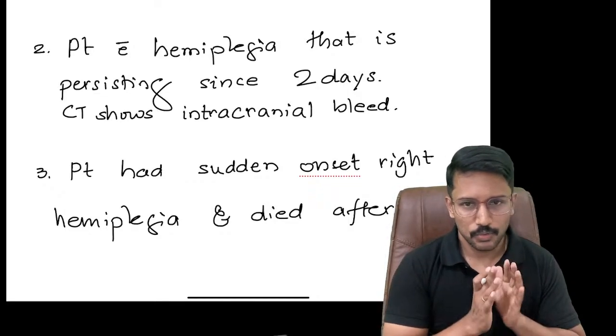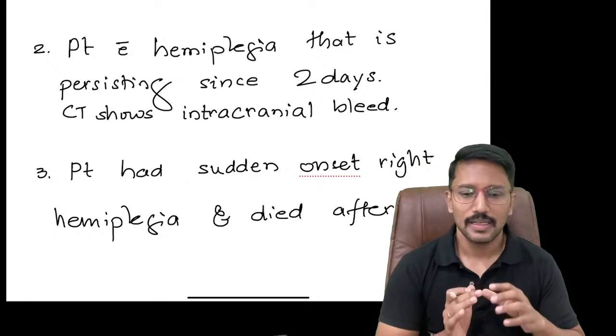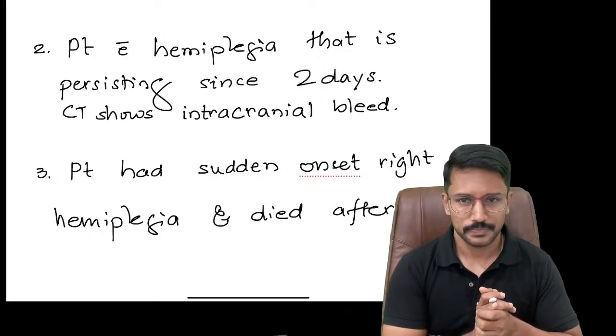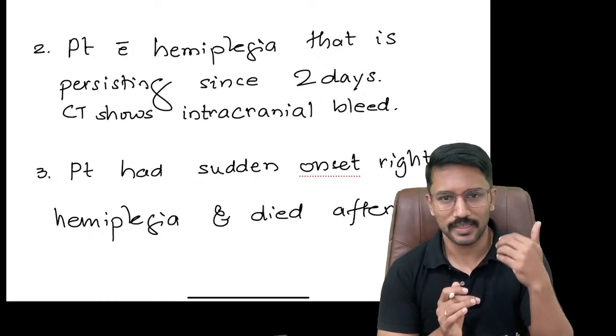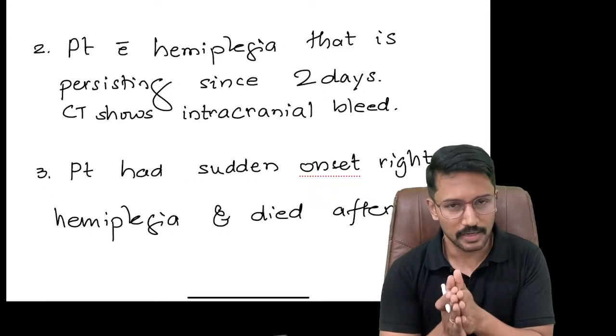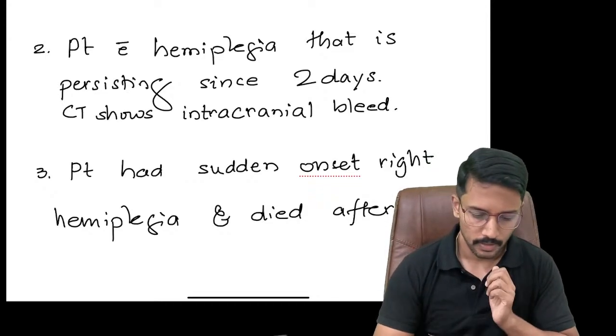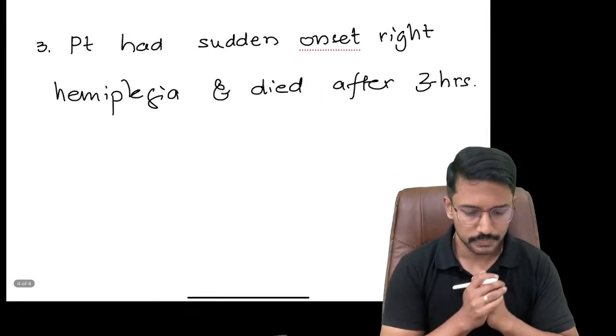Satya, I am is absolutely right. So this can be counted as hemorrhagic stroke. So the first scenario you called it as transient ischemic attack. The second you called it as hemorrhagic stroke. Okay, now I will give you a third scenario.